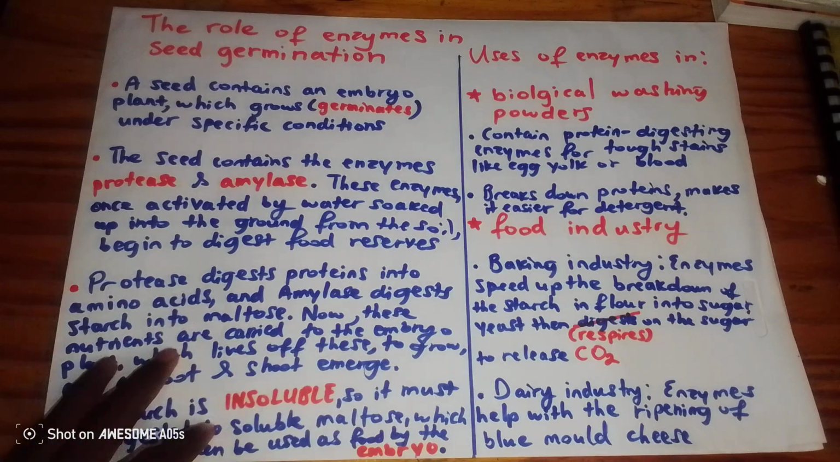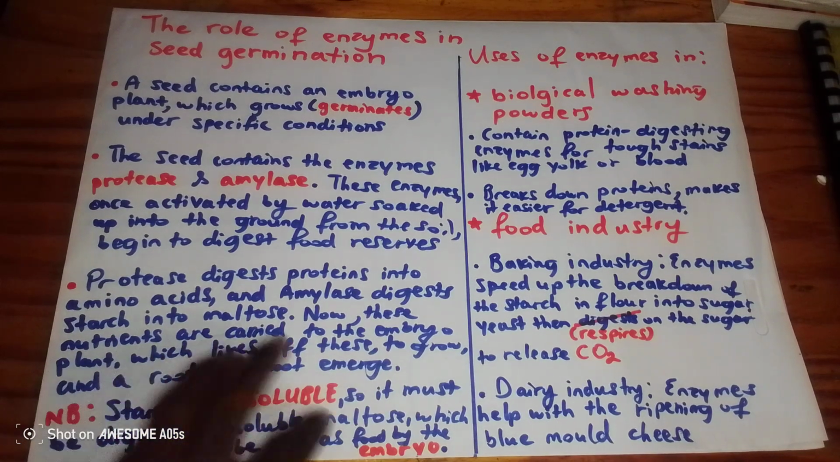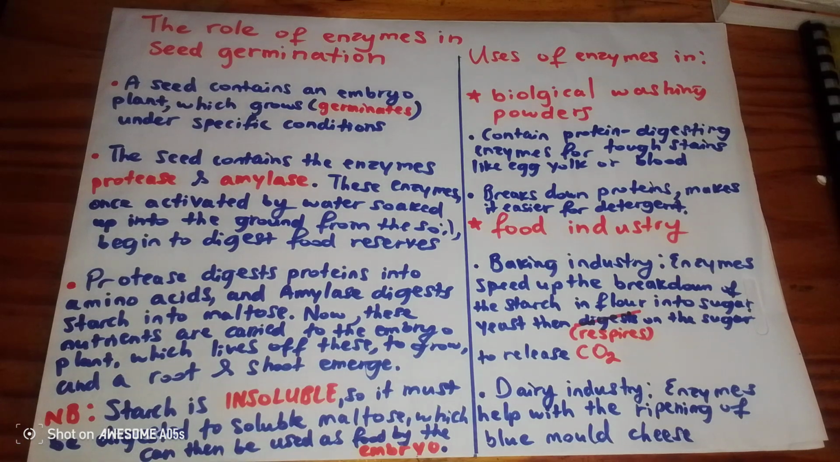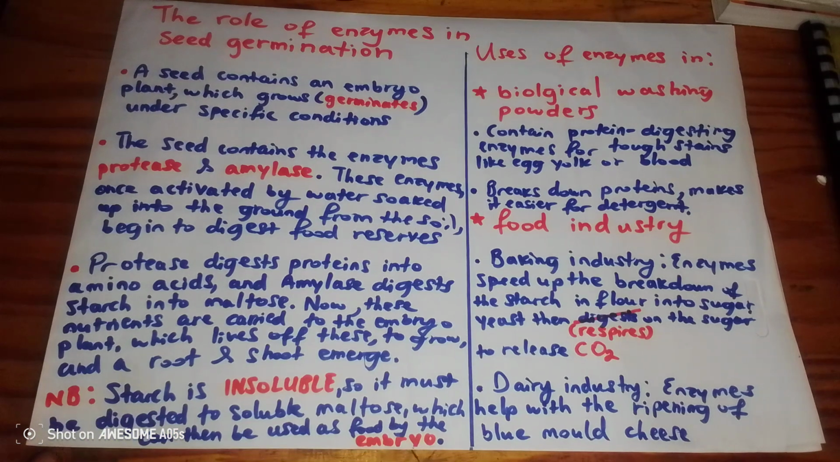Now, these nutrients are carried to the embryo plant, which lives off these in order to grow, and a root and shoot emerge. Which, of course, that shoot is the plumule, and the root is the radicle. Those aren't terms you should be worried about. Don't you worry. You only have to know about how the enzymes help bring about seed germination. Here, NB says that starch is insoluble, so it must be digested to soluble maltose, which can then be used as food by the embryo.